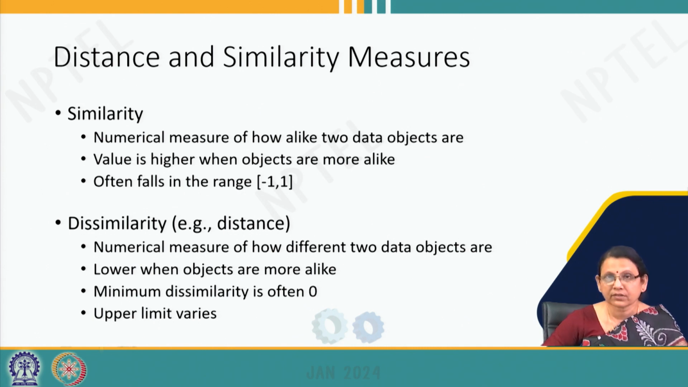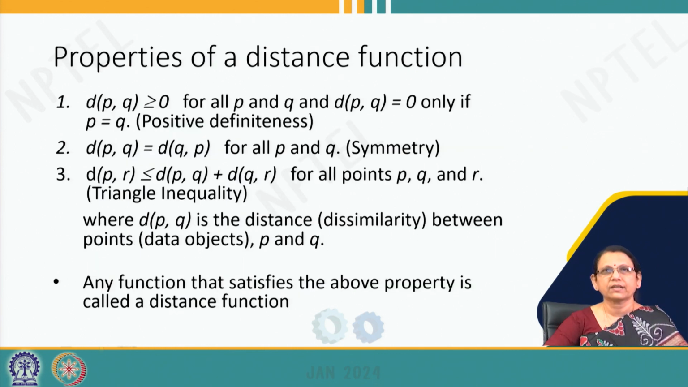But distance is always a positive quantity; the minimum value is 0 and the upper limit can be anything. This is the typical property of a distance function. If P and Q are two data points, which can have multiple dimensions, then the distance between P and Q is equal to 0 only if P is exactly the same as Q. This particular property is called positive definiteness.